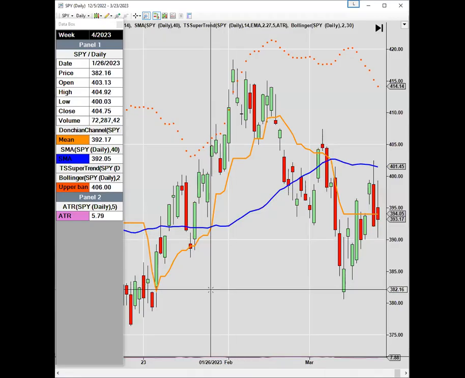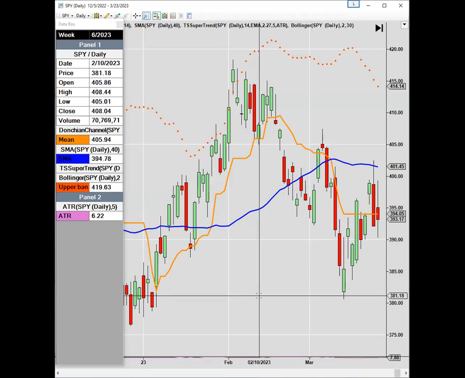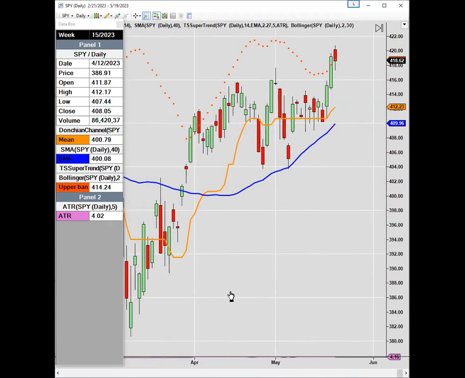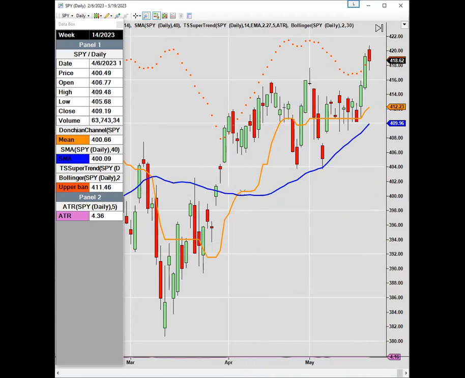Okay. So this is a chart of the S&P 500. This orange line is a Donchian mean line. This is an upper Bollinger Band, and the blue line is our 40-period moving average. This is a daily chart now. This is the S&P 500, SPY.